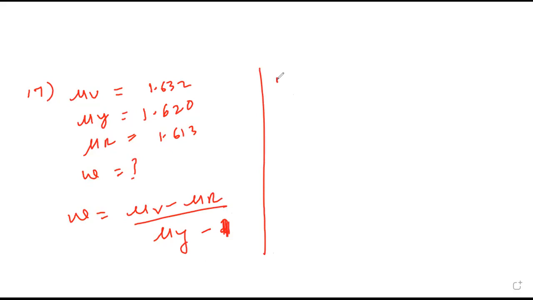18th also same type. 19th also same type. Refractive indices are given, the formula is the same. So 17th, 18th, 19th, all the three done.